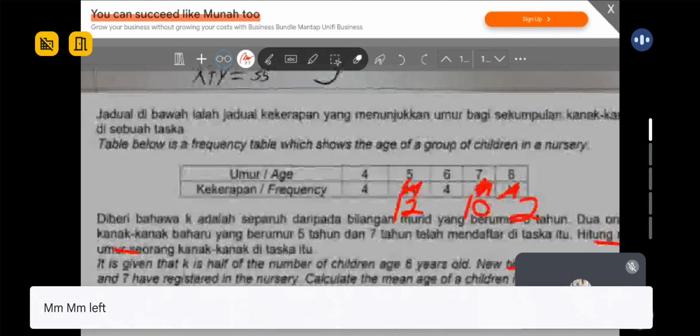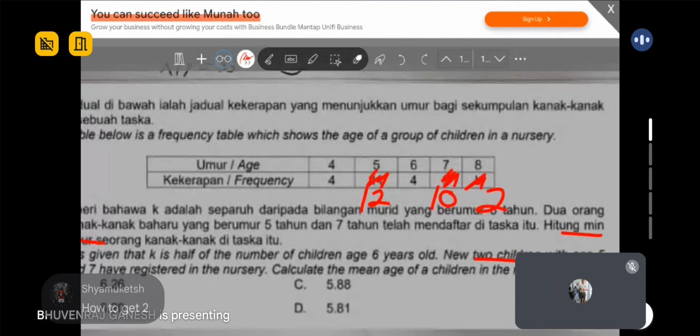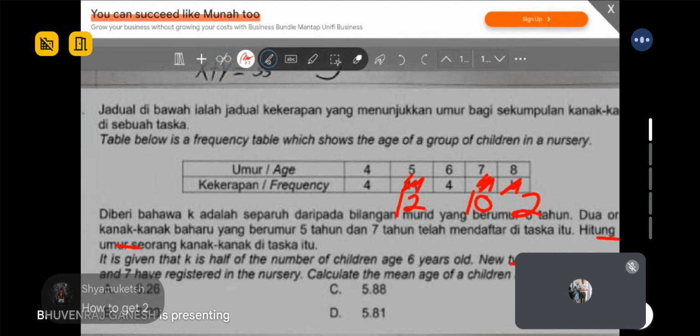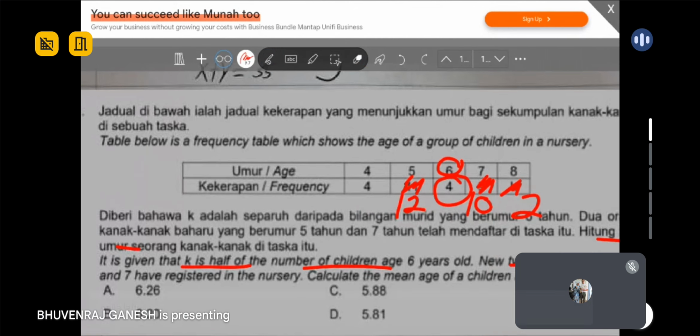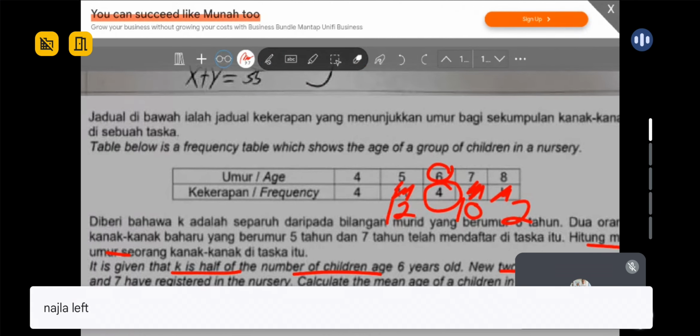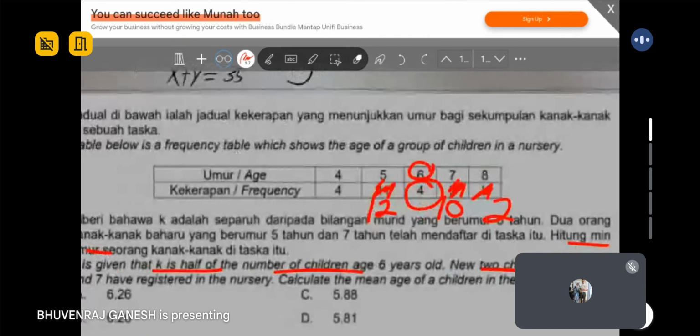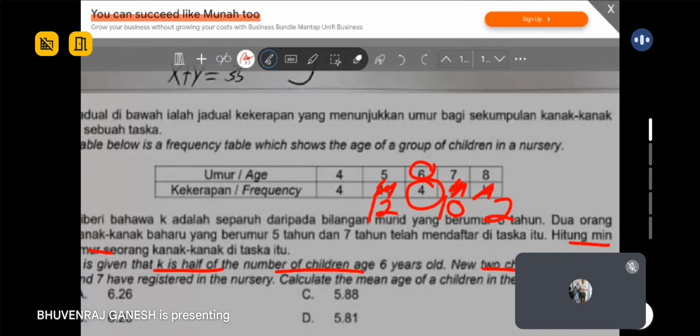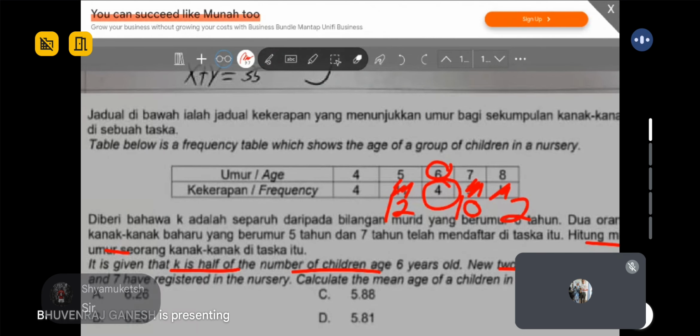Okay, guys? So how to find the mean, guys? Oh, because they say it's half, guys. K is half of the number of children age 6. So 4 divided by 2, you get 2. Okay, that's all. Okay, guys, so what is the formula for mean? Can you all tell me? For group data, how to find mean? Macam mana nak cari mean bagi soalan ni? Or kalau boleh, kamu bagi tahu saya jawapan. You tell the answer directly. A, B, C, or D.